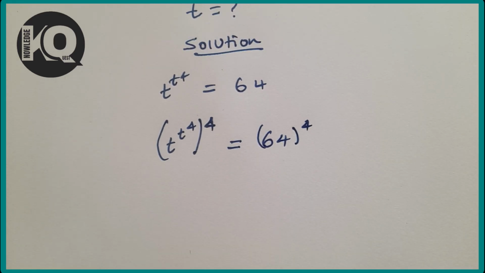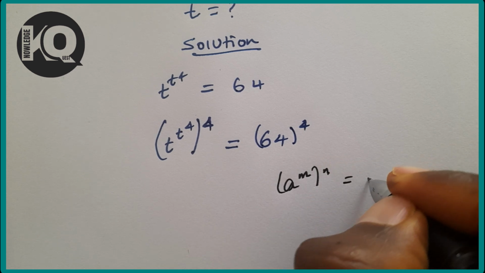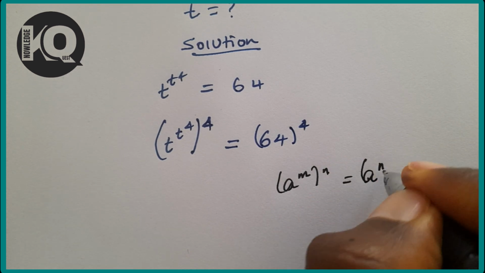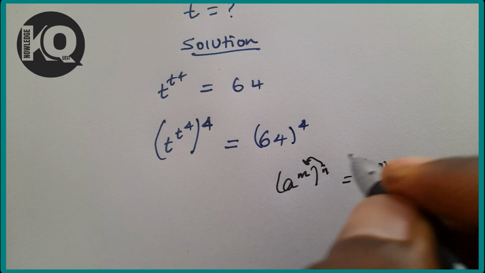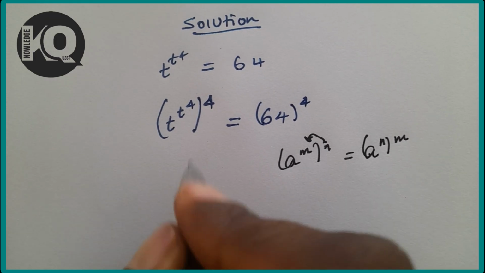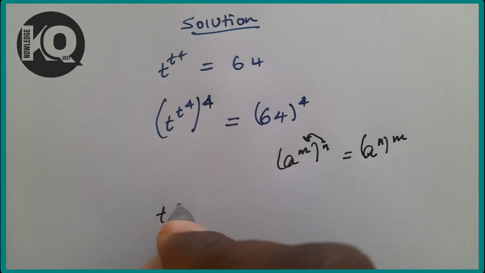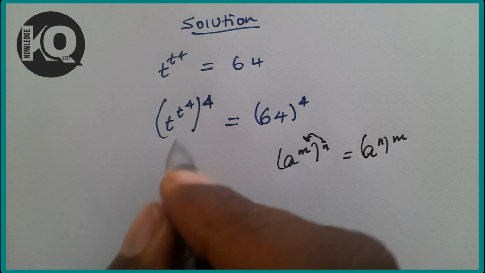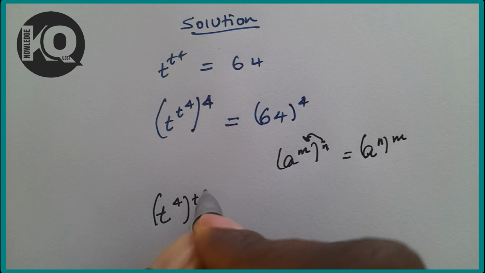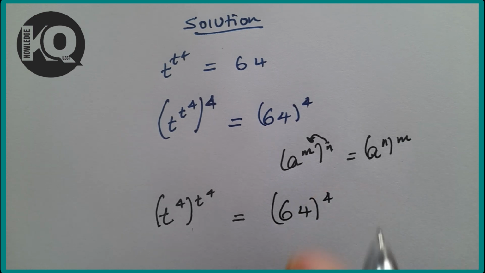Now, from the rule of exponents, we know that a power of m power of n can be written as a power of n power of m, which means this n comes inside the bracket. So applying this rule, this will be t power of 4, because this 4 will come inside the bracket, power of t power of 4, which is equal to 64 power of 4.